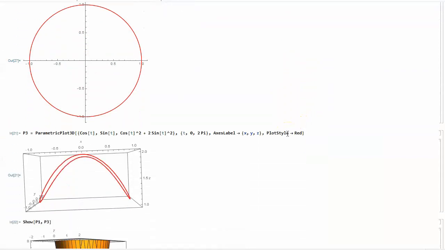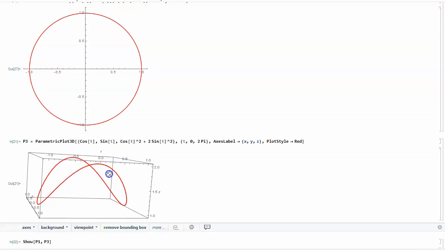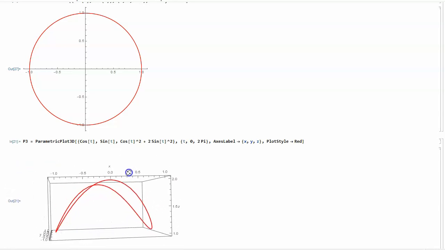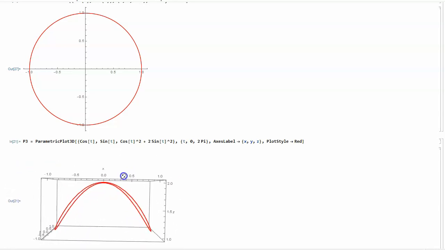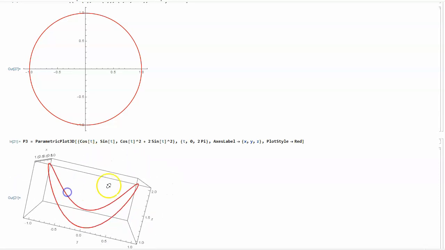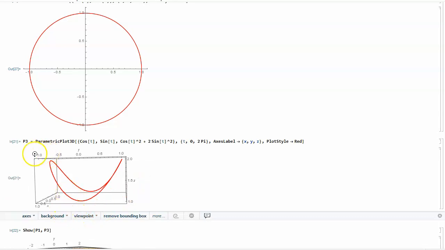So this curve that I'm showing here is just the slice of f that's above the unit circle. So if I look at this curve, I have 2 maxima. The value of the maxima is 2 if I look at the z-axis. The x-coordinate of both of these maxima is 0. And if I look at the y-coordinate, I have that the y-coordinates are negative 1 and positive 1.